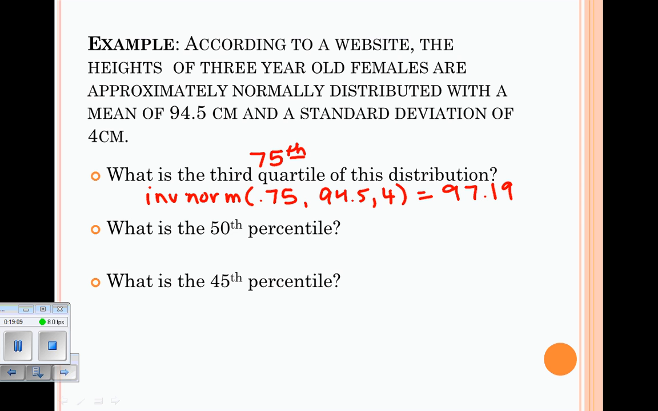Okay, try that with the other two. See how you do. I got 94.5 and 93.997-ish.